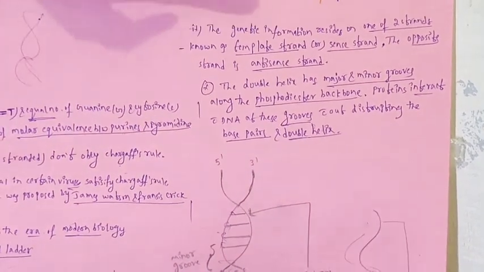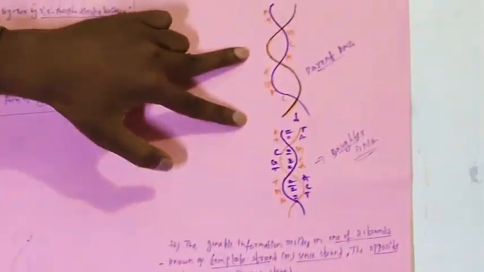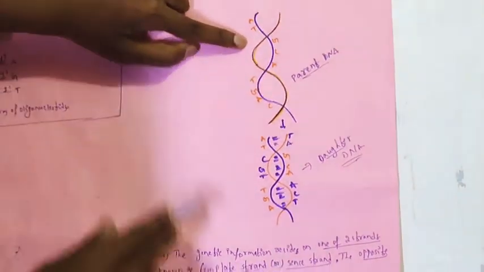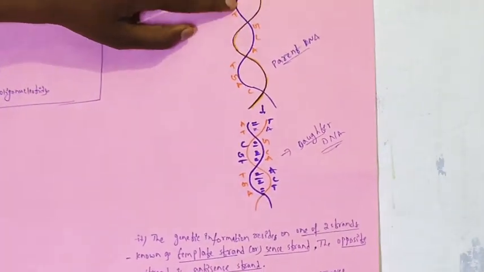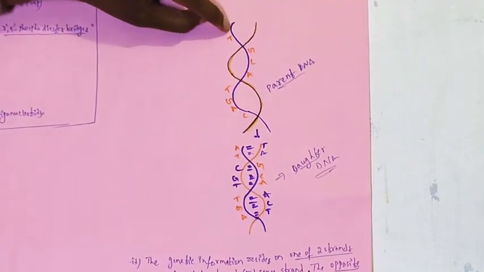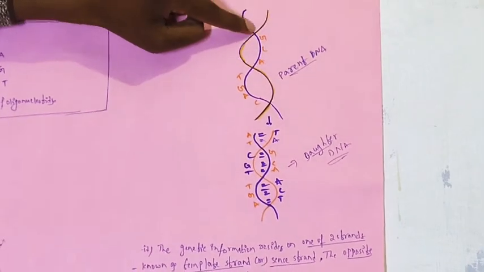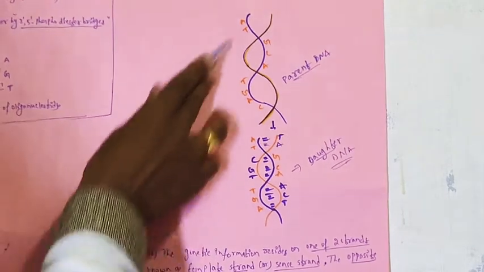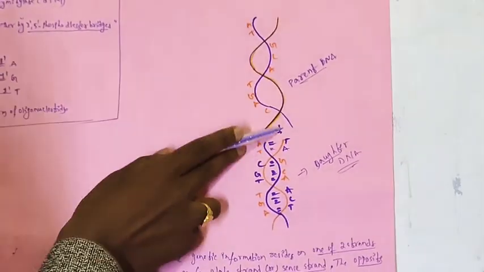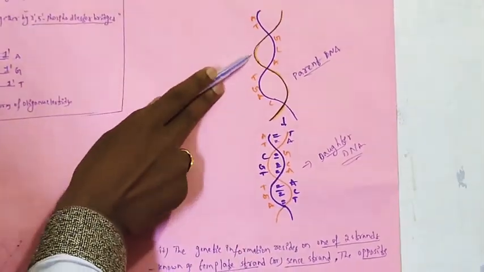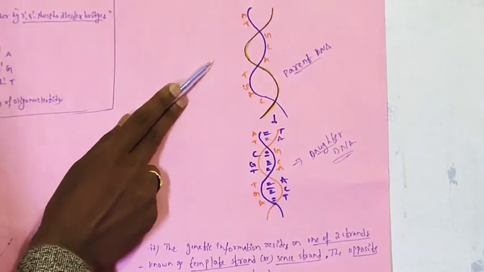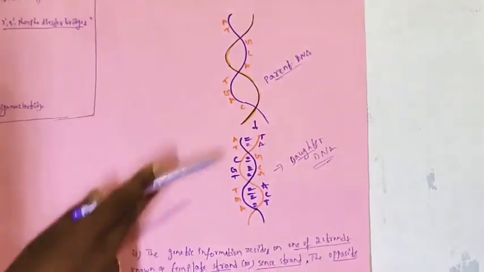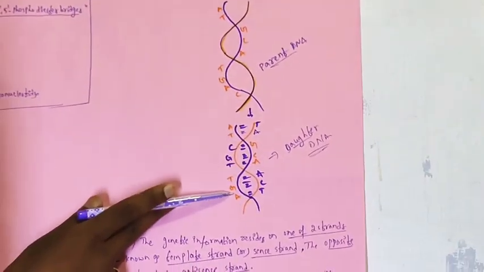For better understanding, I have taken this diagram here. This is the parent DNA having two strands. This is one strand, and this is another strand. From the parent, both are represented with different colors, so you need to observe. This is the parent DNA, and this is the daughter DNA.